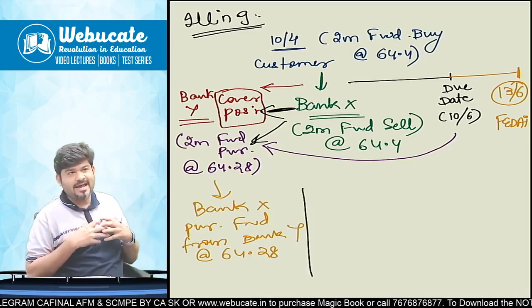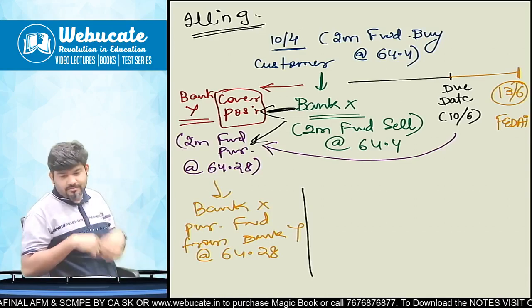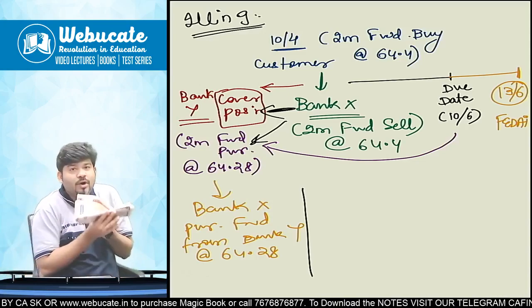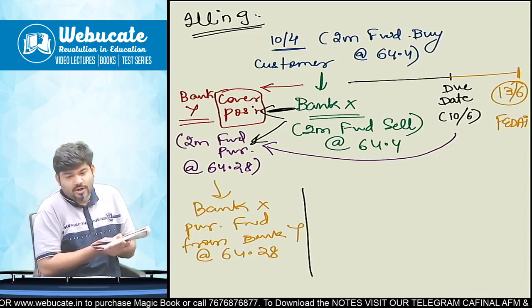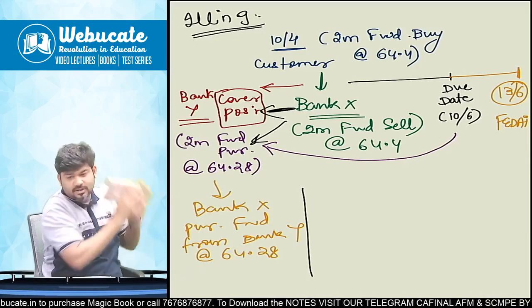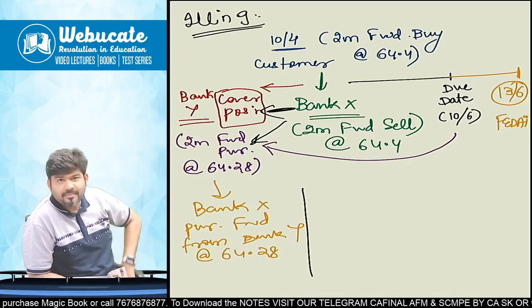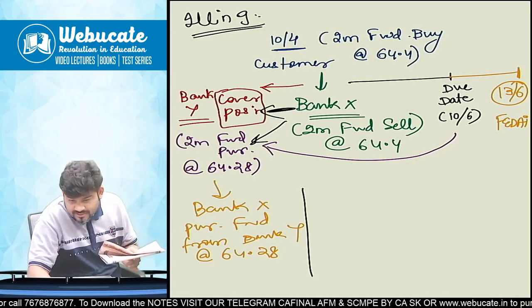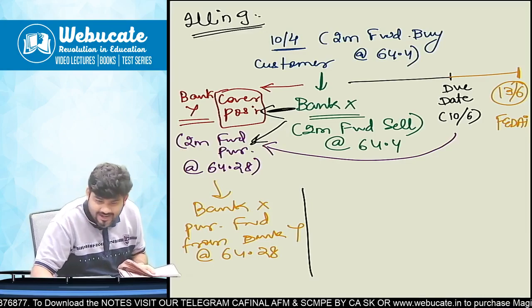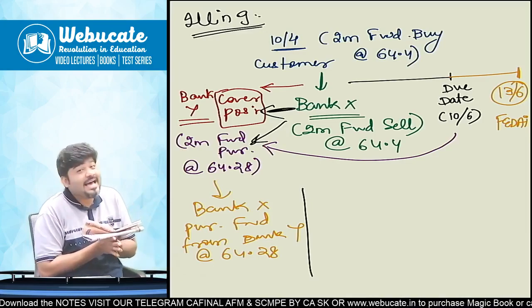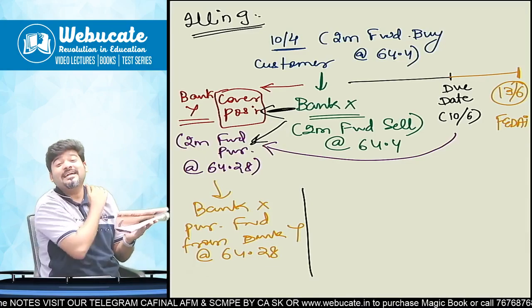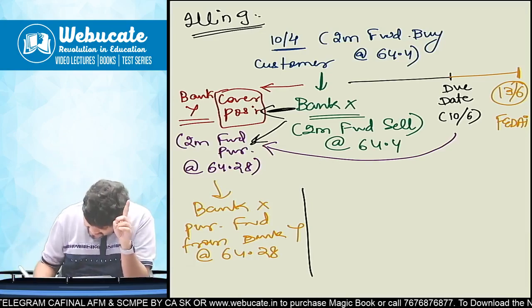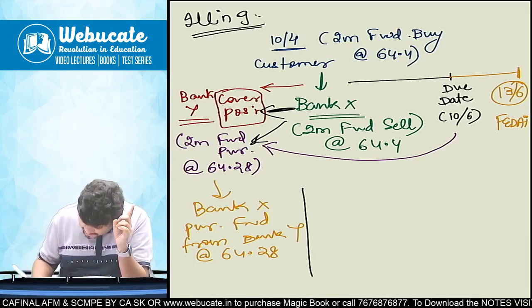Now suppose I am bank X, and bank X purchases forward from bank Y. Now I have purchased this $1 lakh forward. What do I do with this $1 lakh? My plan was to purchase it and sell it to the customer, and then the customer would buy from me. But that customer bugger has not come. What do I do with this? You tell me, guys. Correct. You cannot keep it with yourself. You will have to sell it off immediately. Because the customer has not come, I will have to do a spot selling.